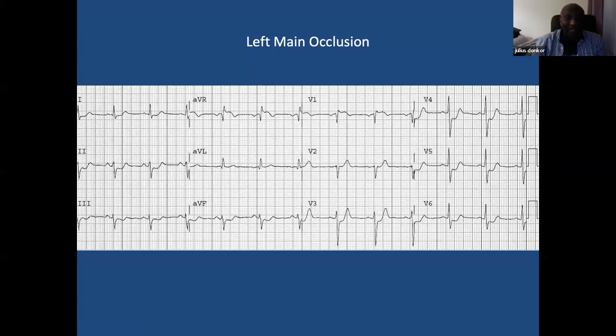So the left main we were speaking about. With left main, you get widespread ST depression, usually from V2 all the way on your chest leads to V6, and then in your high lateral and inferior leads, but you get ST elevation in your aVR and most of the time in your V1. So that's a left main occlusion. That's a big one.